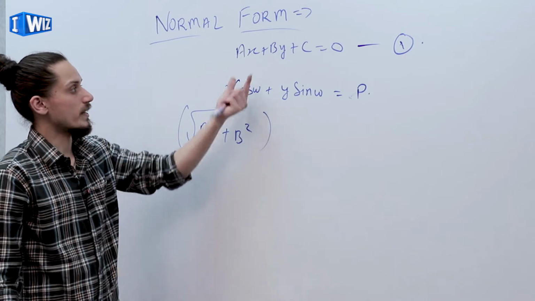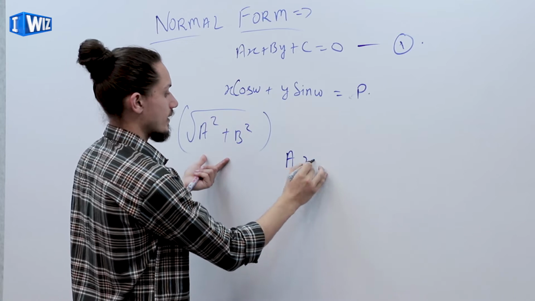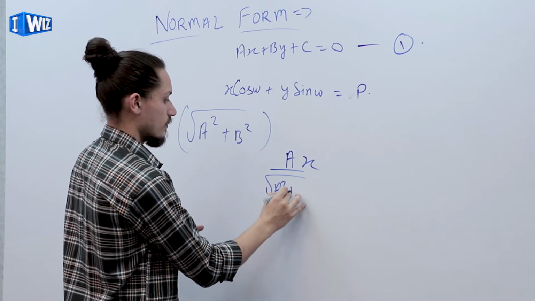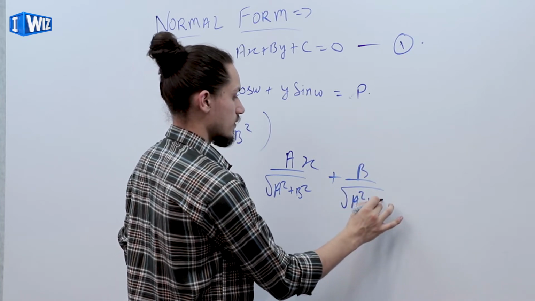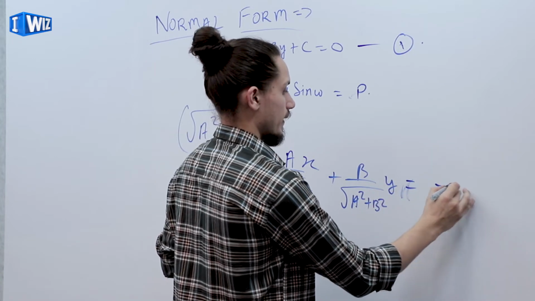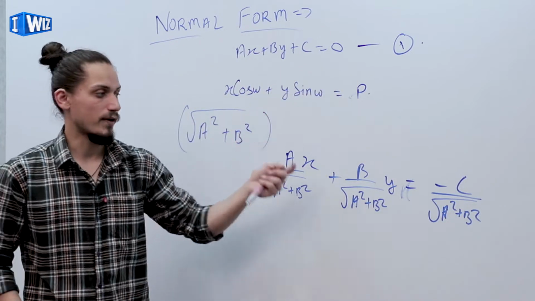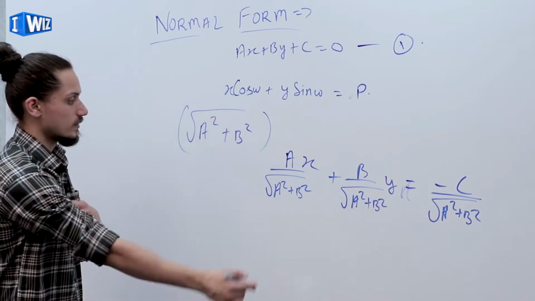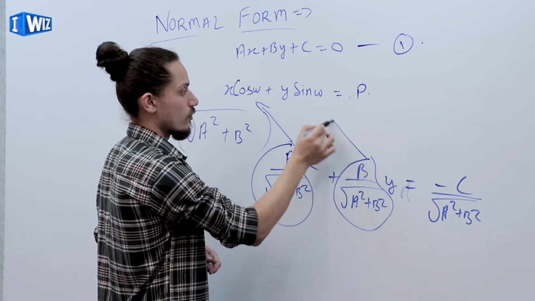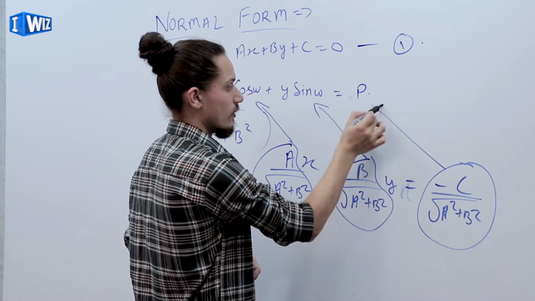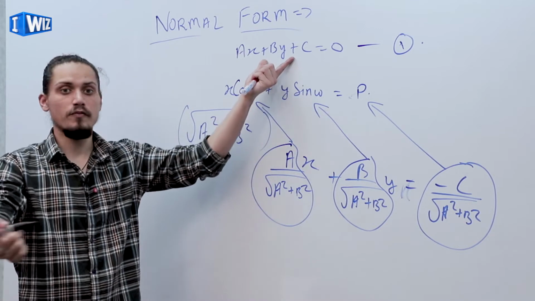Now what we'll do is we divide every quantity of this equation 1 by this factor. So we get a x upon under the root a square plus b square plus b upon under the root a square plus b square y equal to minus c upon under the root a square plus b square. c को वहाँ लगे minus c, divide किया minus c upon under the root a square plus b square. Now this quantity will give us the value of cos omega, this quantity will give us the value of sin omega, and this quantity will give us the value of p. Now this is the method of acquiring the normal form of any general form of equation of line.